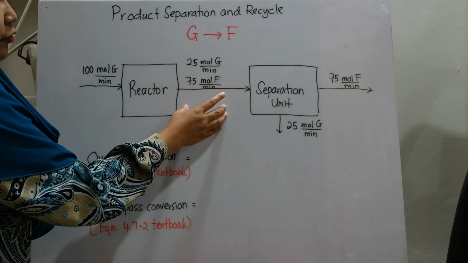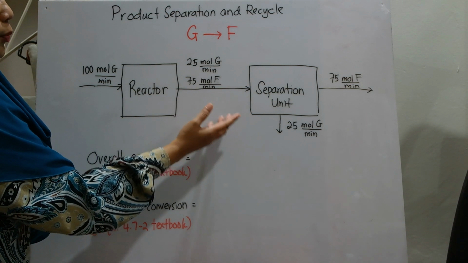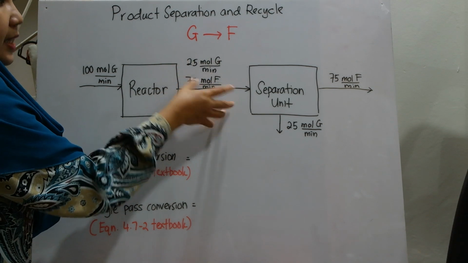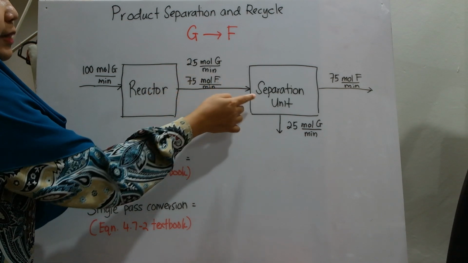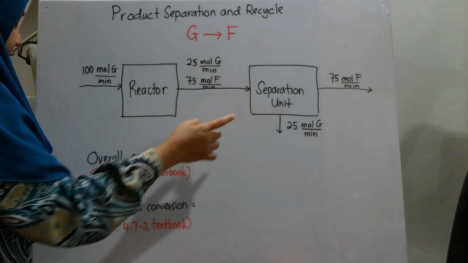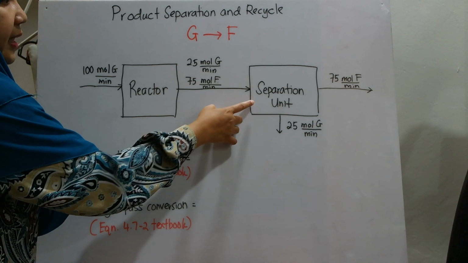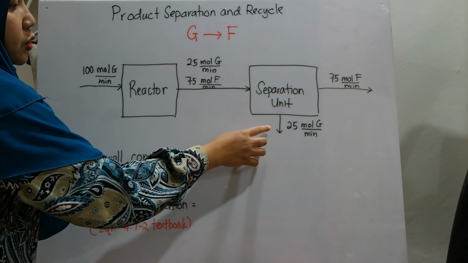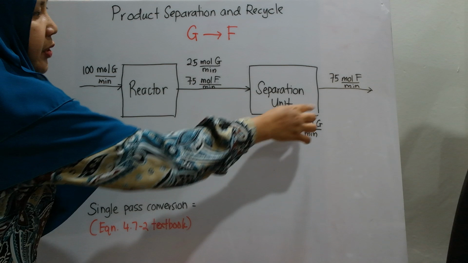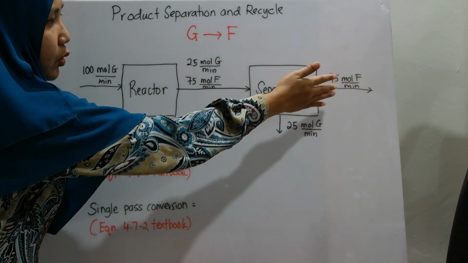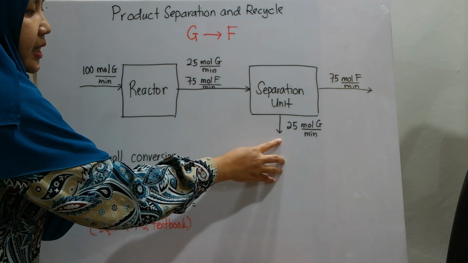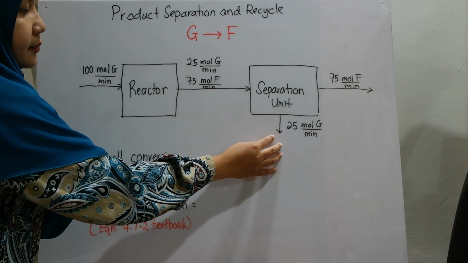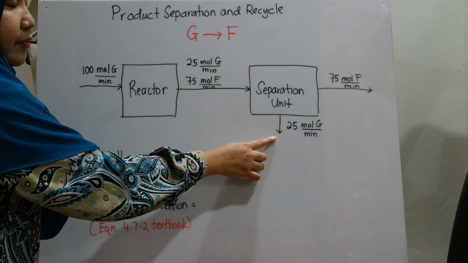In order to sell our product F, we have to send it to a separation unit. This separation unit will separate F from G. From the separation unit, we get pure F, 75 mole of F, and we will have 25 mole of G unused here. So what should we do with this 25 mole of G?